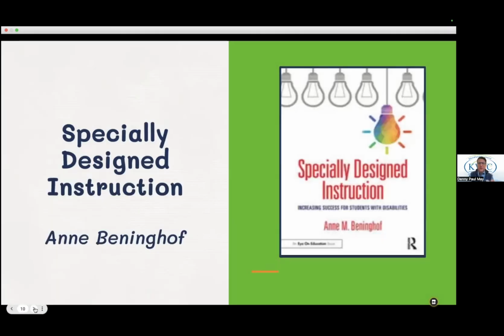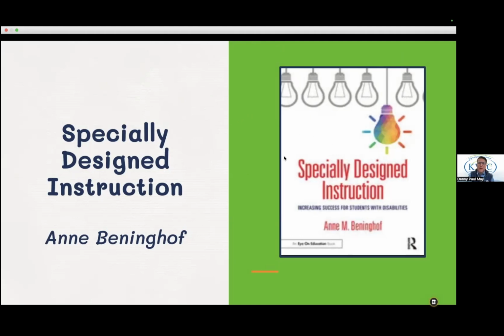And then we have another book that we've studied quite a bit in the last couple of years, which came out a couple of years ago by Ann Benninghoff, entitled Specially Designed Instruction. We use this in a lot of our training, in a lot of our book studies and PLCs. We're just happy to share this as another resource with you, and we'd like to get you a copy sometime if we can, if you are interested in that.